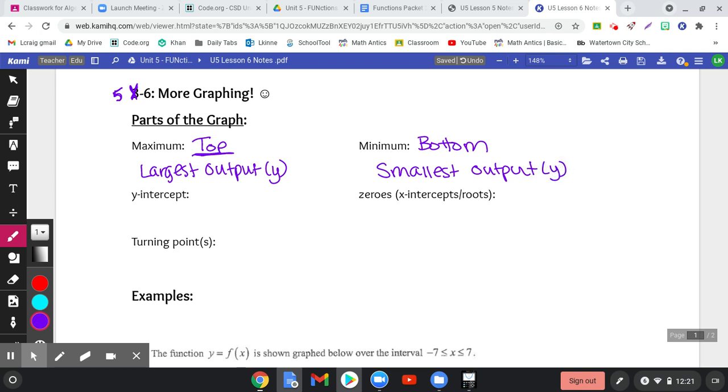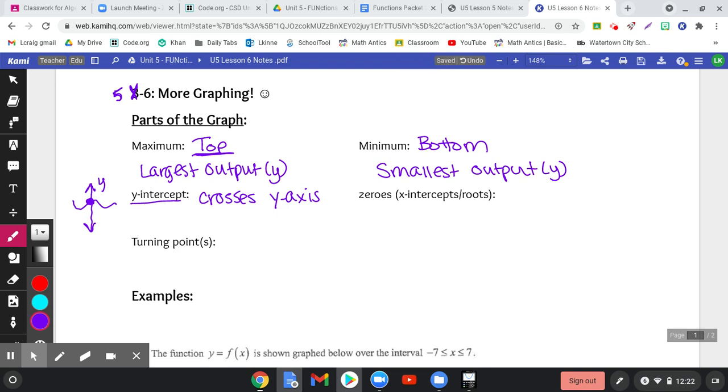Okay, y-intercept. If you intercept a ball, you are coming into contact with the ball. If you intercept the y-axis, it's where your function crosses the y-axis. And remember, your y-axis is your vertical axis. So if you see your function going like that, this point right here is going to be your y-intercept.